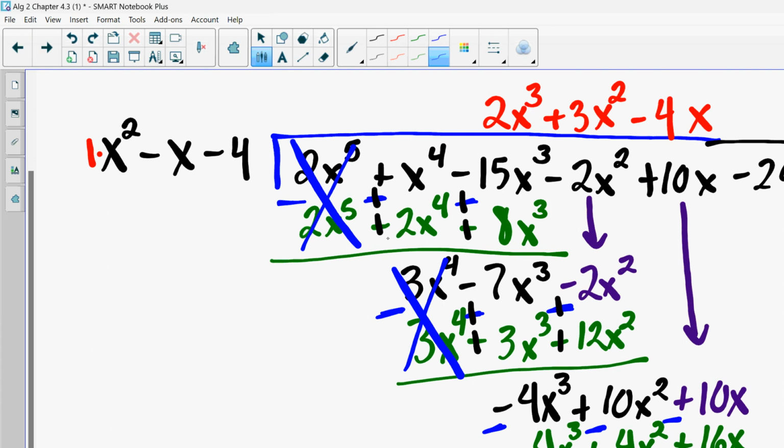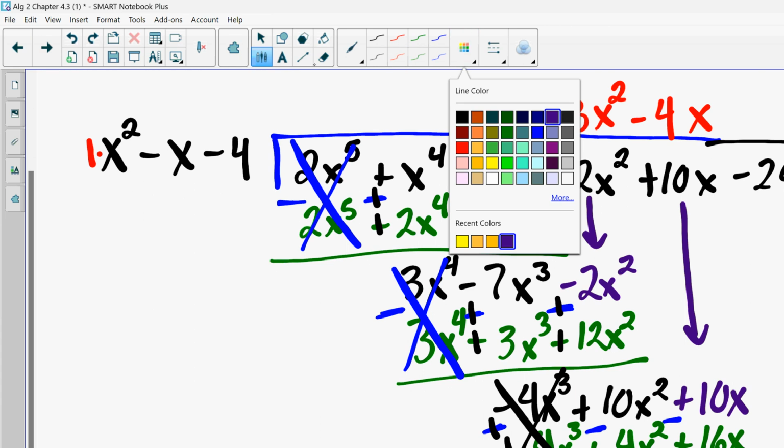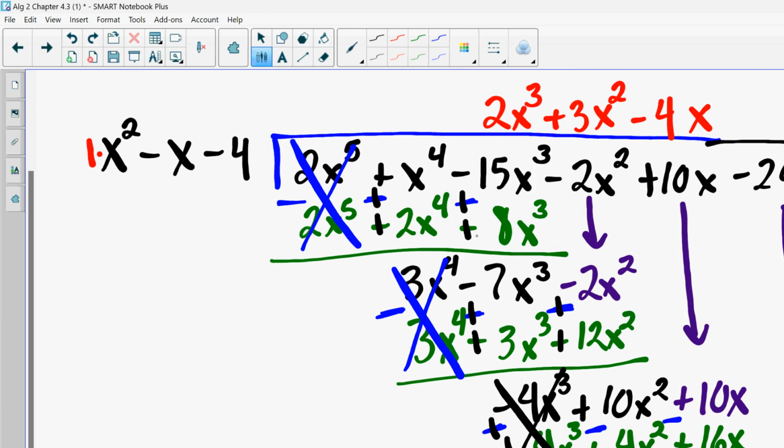And again, we're going to subtract. Negative 4x cubed minus negative 4x cubed. Negative, negative make a plus, giving us negative 4 plus 4, which is 0. 10x squared minus 4x squared. 10 minus 4 is 6x squared. 10x minus 16x would be negative 6x. And lastly, the last number we're bringing down is our minus 24.